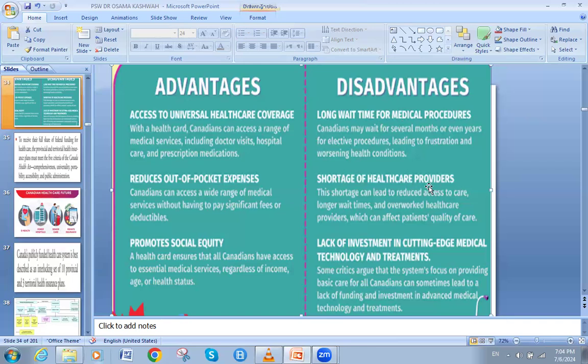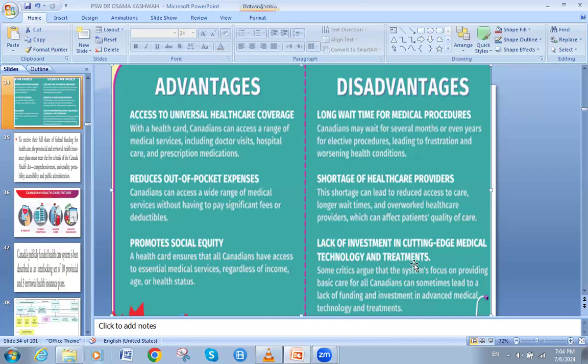Shortages of healthcare providers, that's another problem, especially in the rural areas, like what we said before, there are fewer healthcare providers. Lack of investments in cutting-edge medical technology and treatments, like anything needs budgeting. Healthcare needs budgeting, especially when it comes to obtaining new technology, since this technology has to be planned and it needs financial resources allocated, and that sometimes is not an easy task for some societies and communities. It's a problem here in Canada as well.